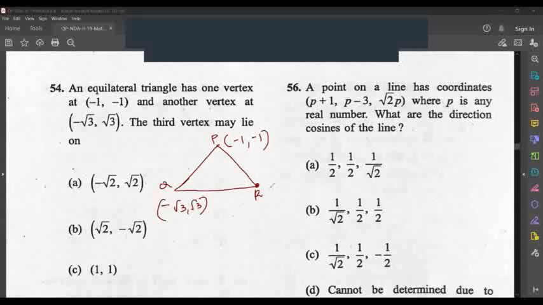So it's just easy. You can put here some x, y. Now we know that this is an equilateral triangle, isn't it? Equilateral triangle means all sides are equal. So if all sides are equal, we can just apply the distance formula, because this length will be the same as this length.